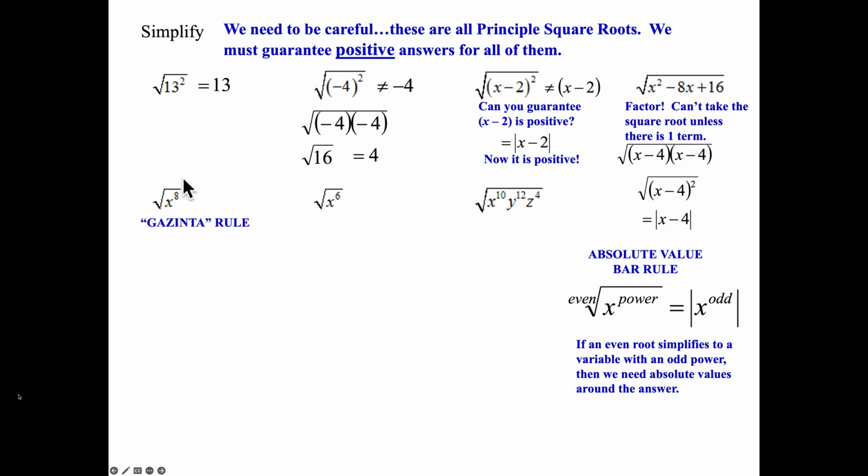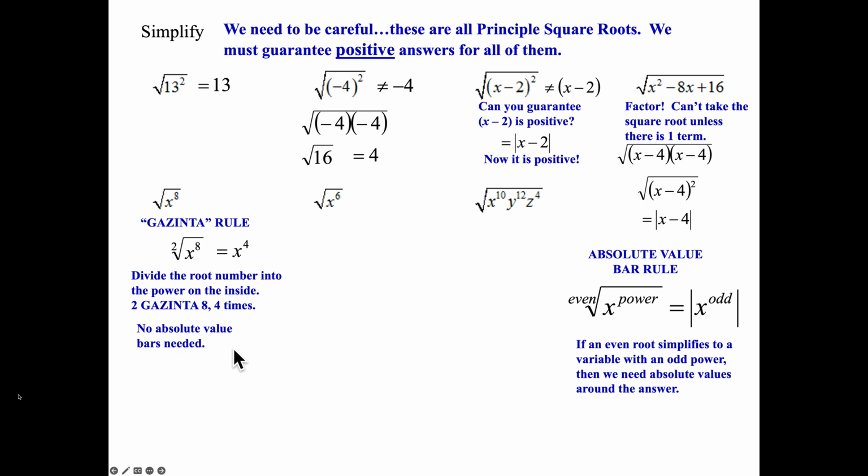All right, so here we have the square root of x to the 8th, and we're going to use the quotient rule. Again, put a 2 on that ledge. That's the root. The quotient rule says 2 goes into 8 how many times? 4 times. That's x then to the 4th power. We do not need absolute value bars. We did start with an even root, but we ended up with an even power. No absolute value bars needed.